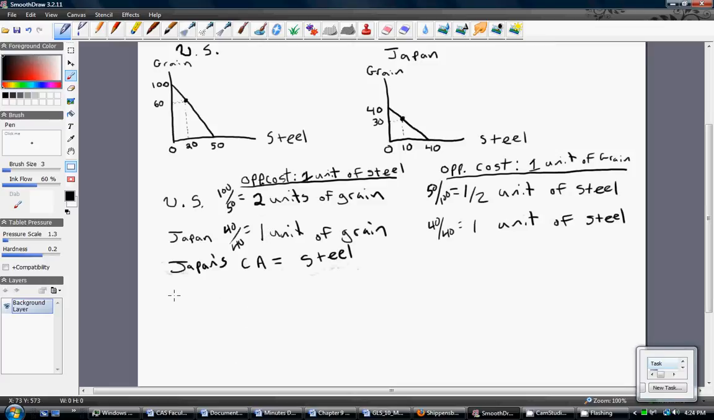Now let's see about the production of grain. Who produces grain at the lowest opportunity cost? Well, it appears that the US has a comparative advantage in grain production. Every time you produce one more unit of grain in the United States, you're only giving up 1/2 unit of steel, while in Japan you would have to give up a full unit. So the U.S. has a comparative advantage in grain production.